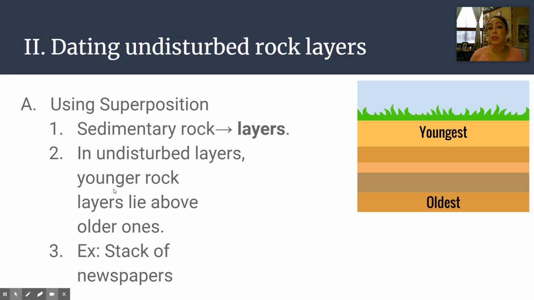Now that's, of course, if those layers are undisturbed. That means if they haven't been folded, they haven't been faulted, no significant erosion has happened. So if it's undisturbed, then the youngest rock is on the top, the oldest rock is down on the bottom.